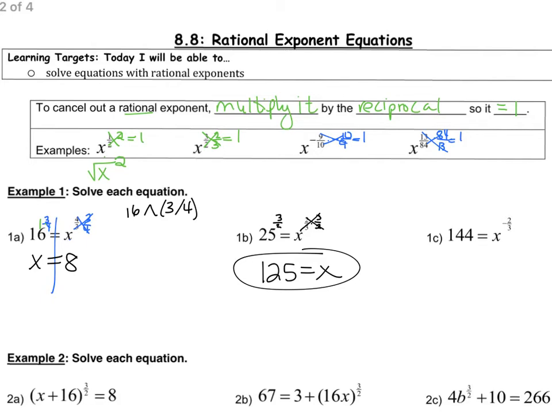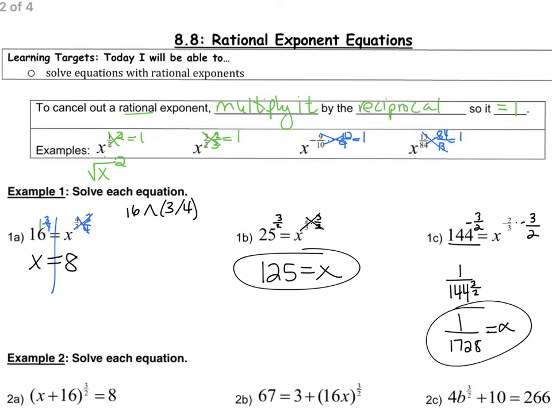On 1c, we have negative 2/3, so we need to multiply by negative 3/2. And we'll raise this to negative 3/2. Well, what does that negative mean? It means the 144 is going to go underneath the fraction bar to the bottom, and the exponent will become positive 3/2. So if you type in 144 to the positive 3/2, you'll get 1728. You could start off by just typing in 144 to the negative 3/2. It'd give you a decimal, and then you would just need to math enter it to get the 1728.